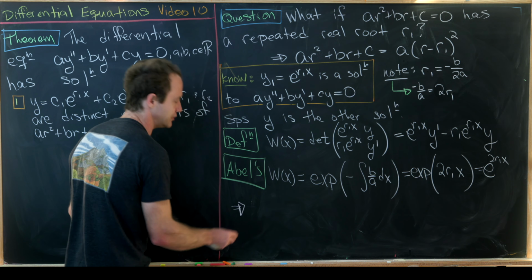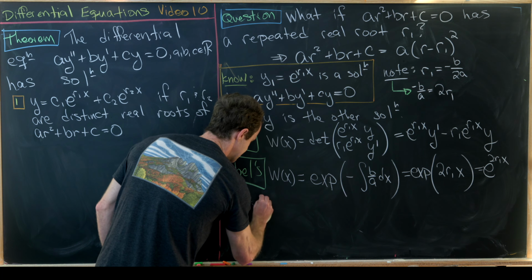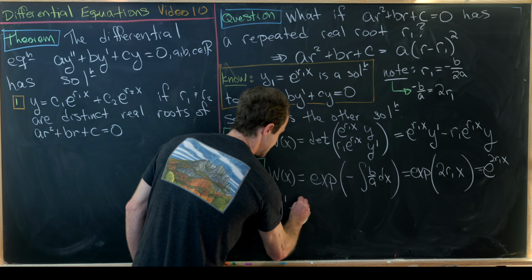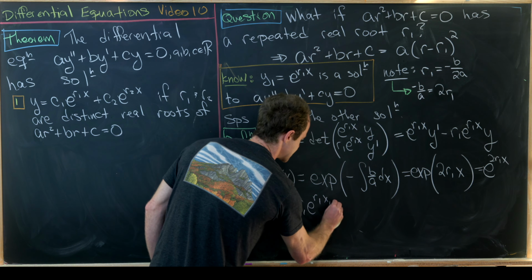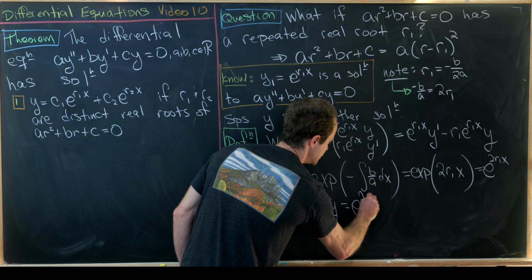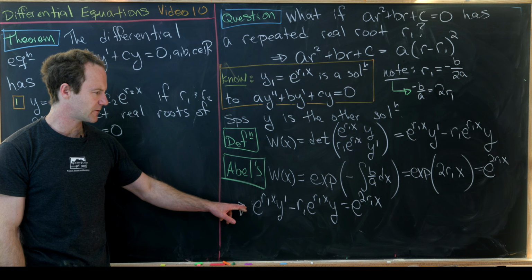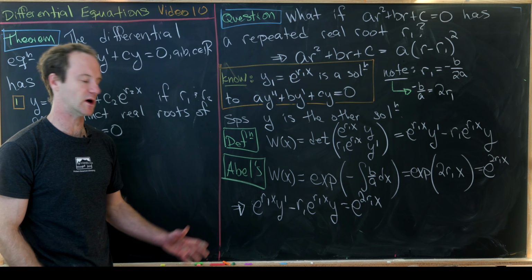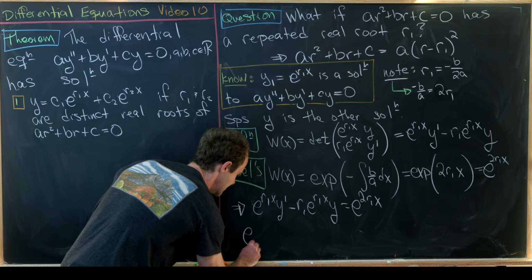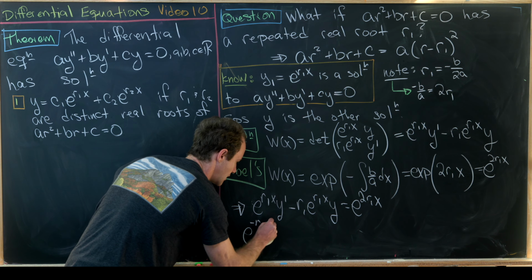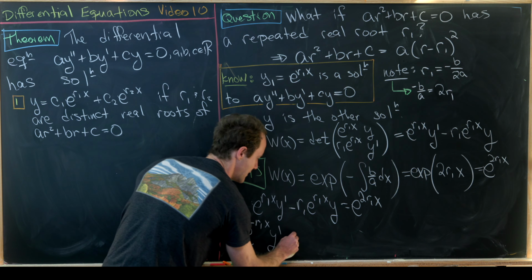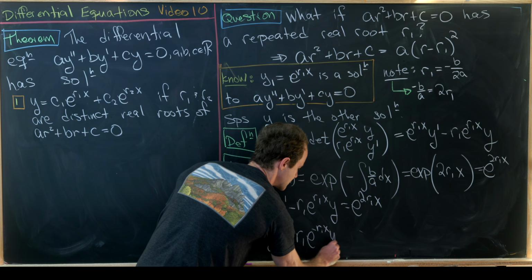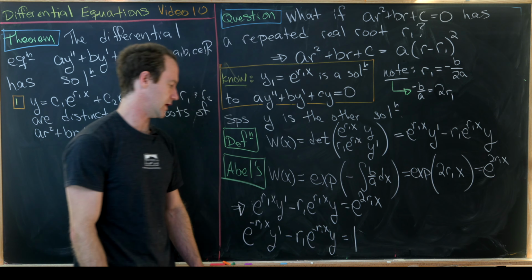That means we can set those two equal to each other. That leaves us e to the r1x times y prime minus r1 e to the r1x y equals e to the 2r1x. And then from here, I'm going to multiply by e to the minus 2r1x to start simplifying this. That'll leave me with e to the minus r1x y prime minus r1 e to the minus r1x y equals the number 1.